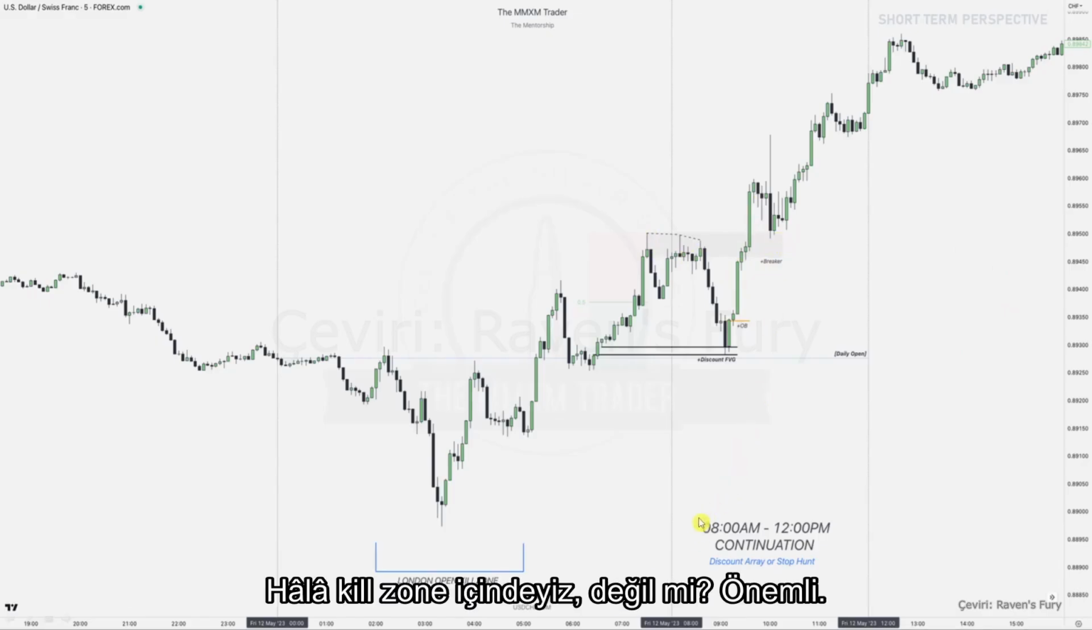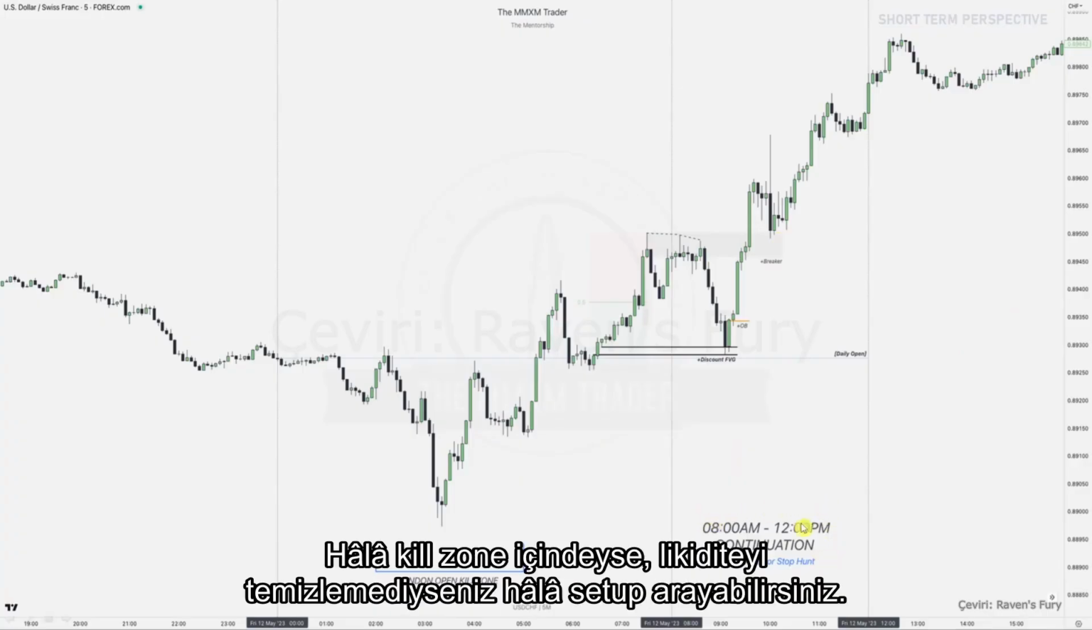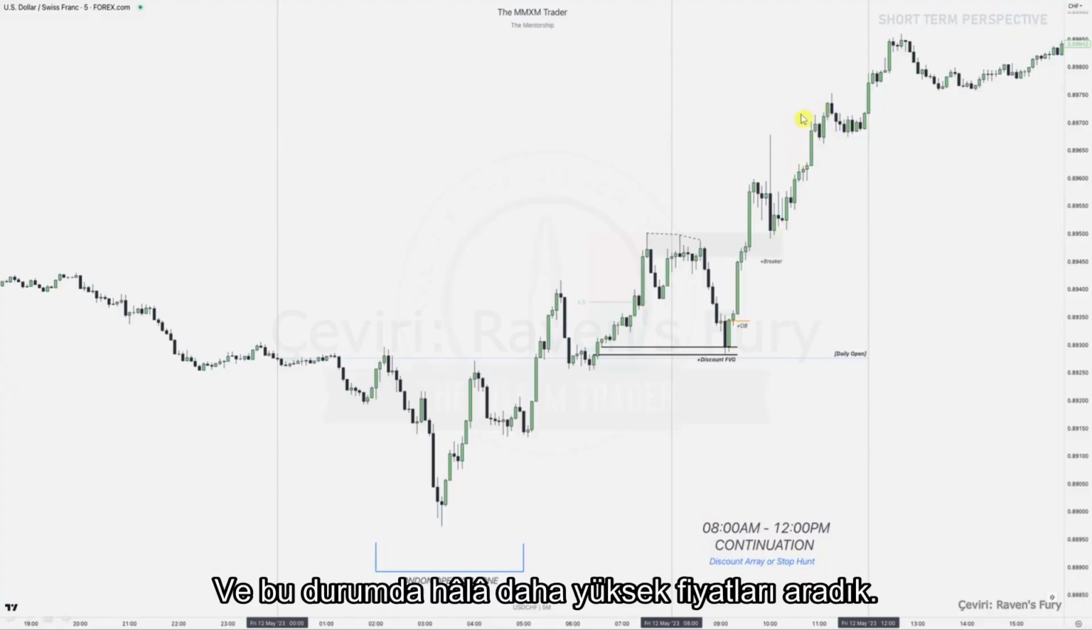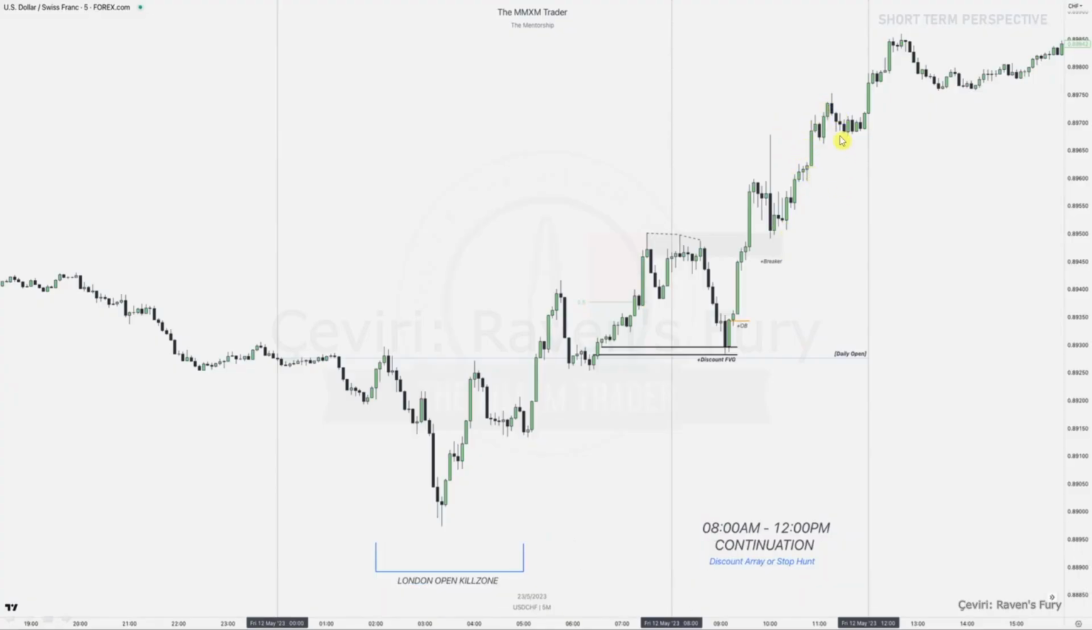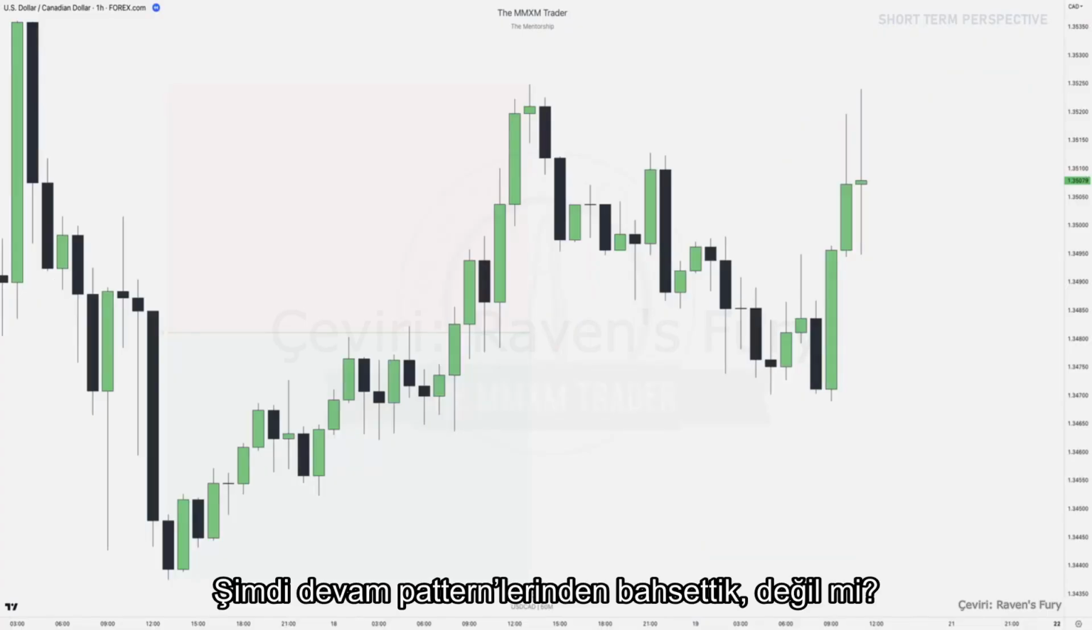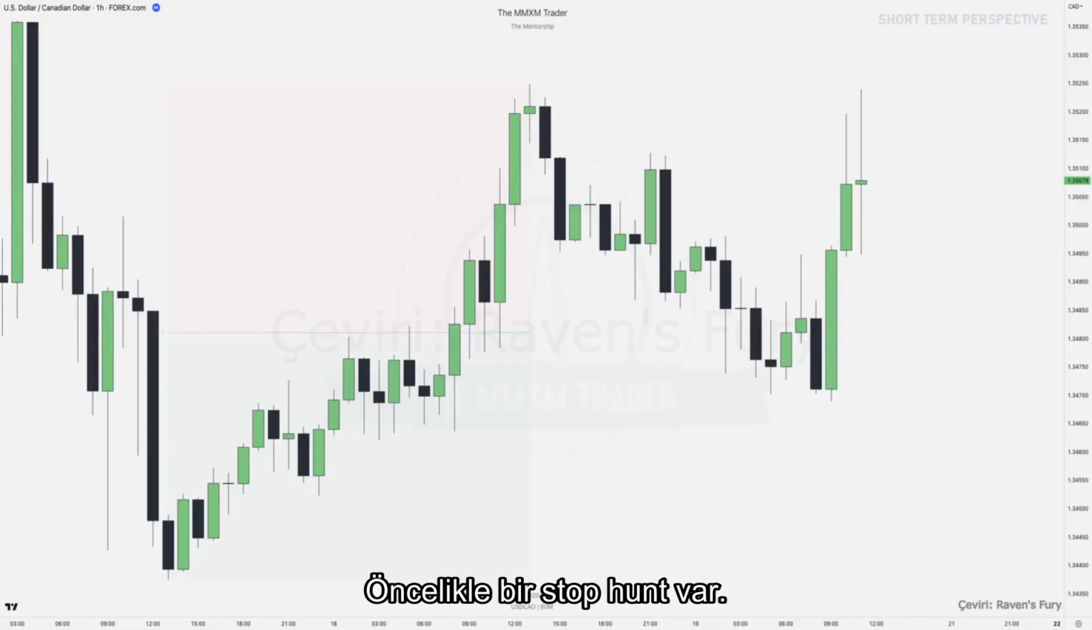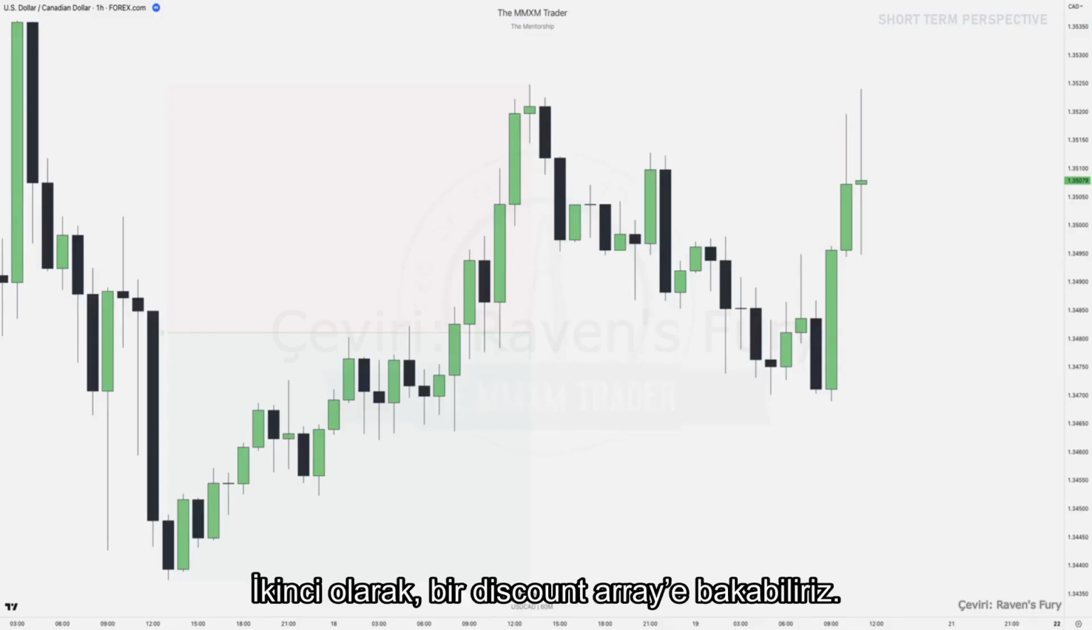It is still inside our kill zone, right? So important, if it's still in our kill zone, we can still look for setups unless we already cleared our drawn liquidity, and in this case we still looked for higher prices, so an entry was still possible. So we just talked about those continuation patterns, right? First of all, we have a stop hunt, and second of all, we can look for a discount array.